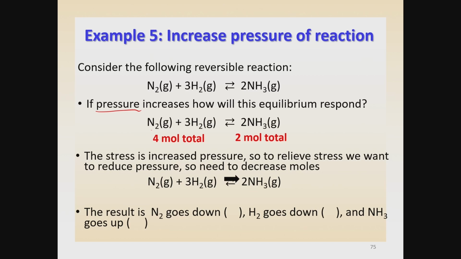So what this means is if you increase the forward reaction, what would we expect? We would expect the nitrogen concentration to go down, the hydrogen concentration to go down, right? Because you're taking away with more of a forward reaction. But then if there's an increased forward reaction, we would expect the ammonia concentration to go up.